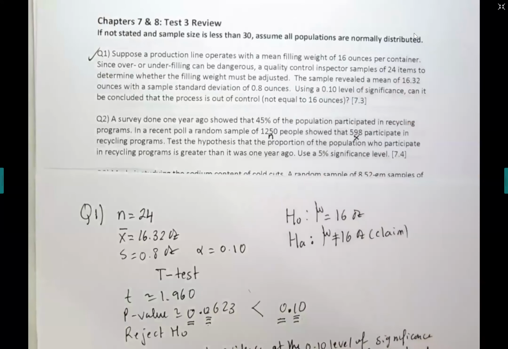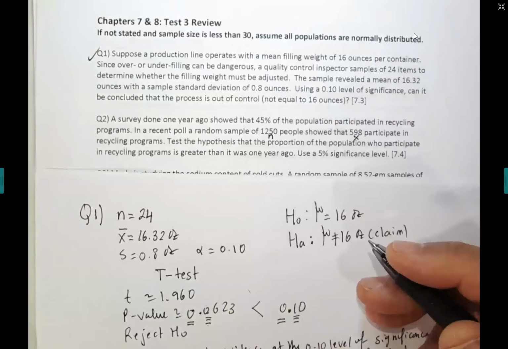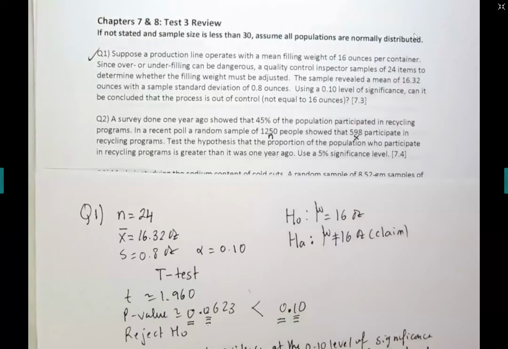Test the hypothesis that the proportion of the population who participate in the recycling program is greater than what it was a year ago. Can someone tell me what was the proportion a year ago, what we're testing against? So what was it a year ago, guys?